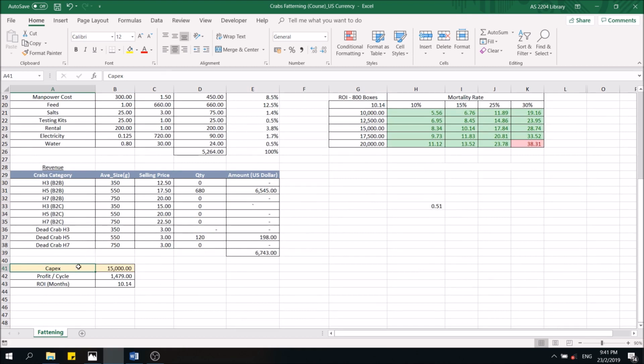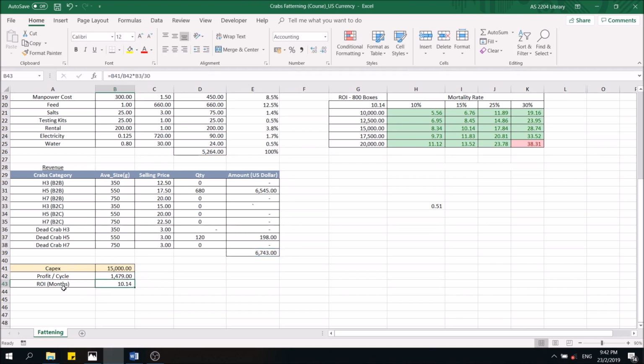Okay, next we have capex. For this model, I have assumed $15,000 to set up a 1000 box system. Next we have profit per cycle. It means the revenue minus the total cost per cycle, and it will give you the profit per cycle.